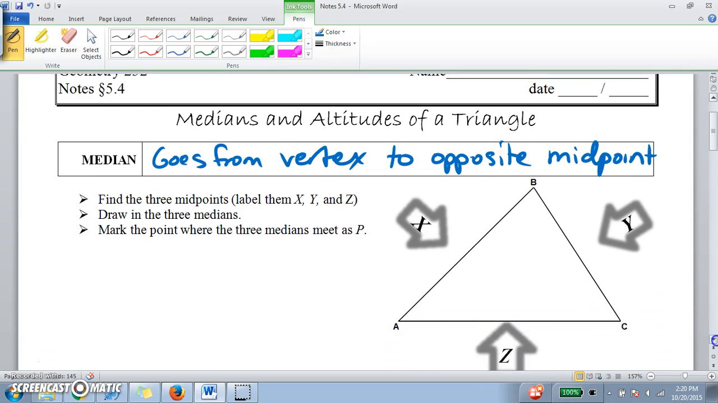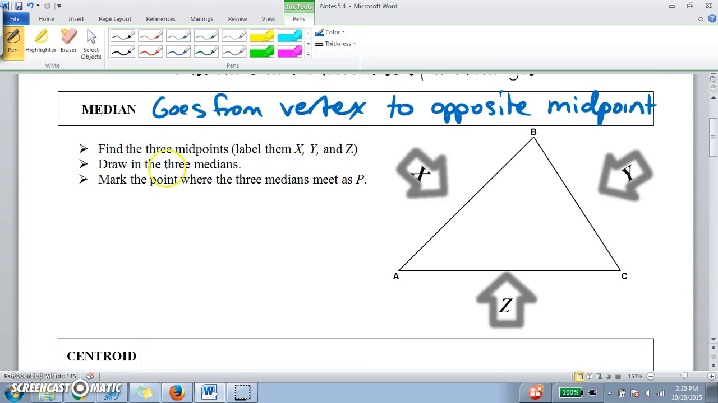So find the three midpoints, label them X, Y, and Z, draw in the three medians, and mark the point where the three medians meet as P. So this means that they should all meet at one point, just like the angle bisectors. This is easier if we have a ruler and we can measure the distance of these segments and then find the midpoint. We can just kind of estimate where the midpoints are. If you have a ruler, it makes it much more exact.